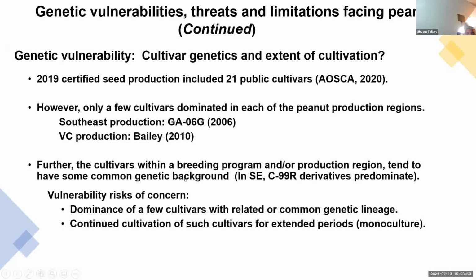Furthermore, in the Southeastern production, most of the other cultivars, in addition to Georgia 06G, have a lineage going back to C99R, and it's well known that C99R derivatives have been predominant. So the vulnerability risk could be the dominance of just a few cultivars in an extended area of cultivation for extended periods.